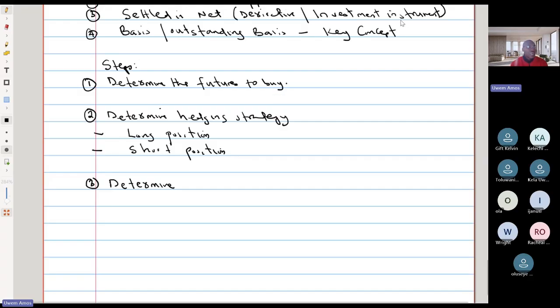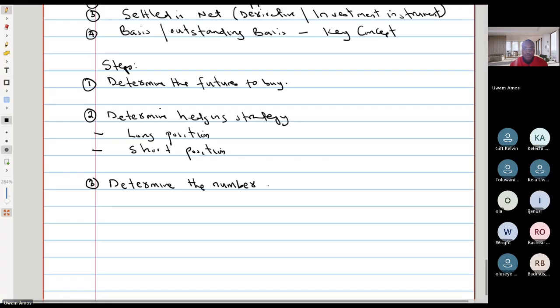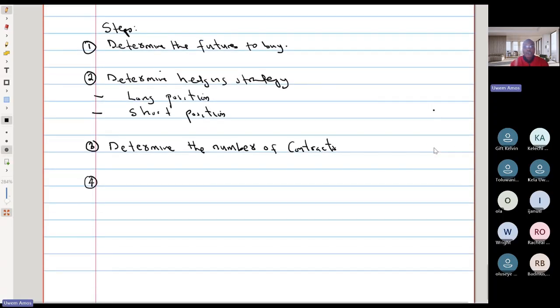Okay, so we need to determine the number of contracts, because futures are sold in blocks. Four, as well, a step we should have in our solution would be to determine the basis and remaining basis, if any.